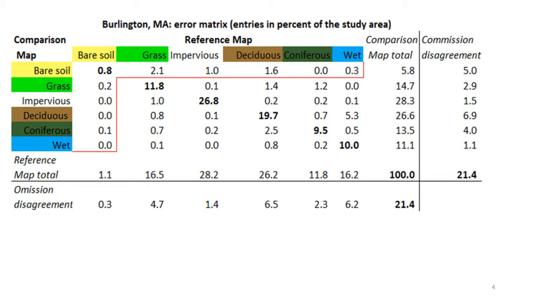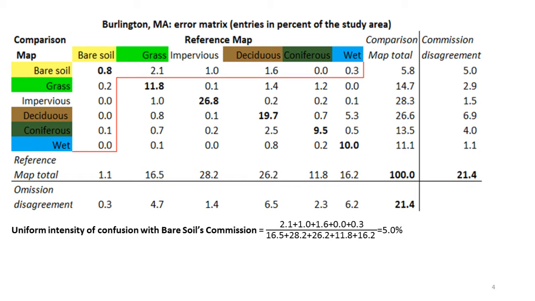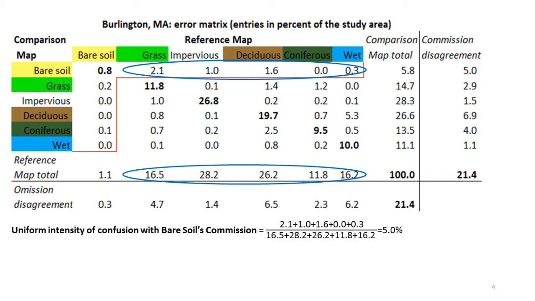Firstly, we calculate the uniform intensity of confusion with Bell-Sawyer's commission. It is a ratio where the numerator is the commission error of Bell-Sawyer and the denominator is the size of non-Bell-Sawyer on the reference map. And then we calculate the confusion intensity of gross with Bell-Sawyer's commission. The numerator of this equation is the error of gross omitted to Bell-Sawyer, and the denominator is the size of gross on the reference map. And also, we can calculate confusion intensity for other omitting categories.